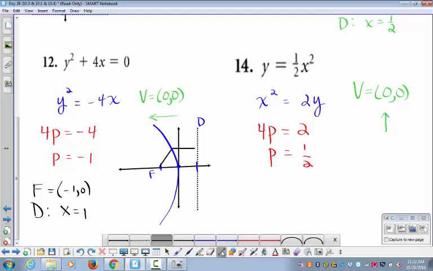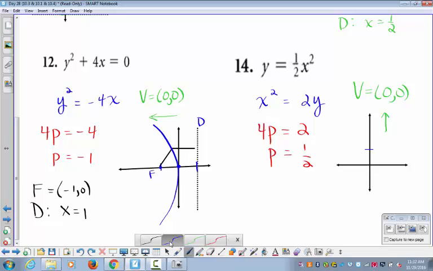For this one, we've already identified that it opens up and the vertex is the origin, so that should be sufficient. Let's see, p is 1/2. So that tells us 1/2. There's the focus right there at 1/2. The vertex is there, and the directrix is down here at -1. Coordinates of the focus, 0, 1/2. Equation of the directrix, y equals -1. And then that parabola is going to be sort of like that.